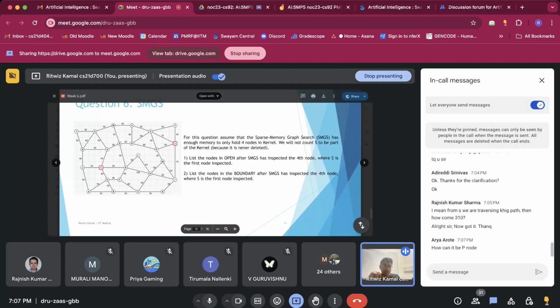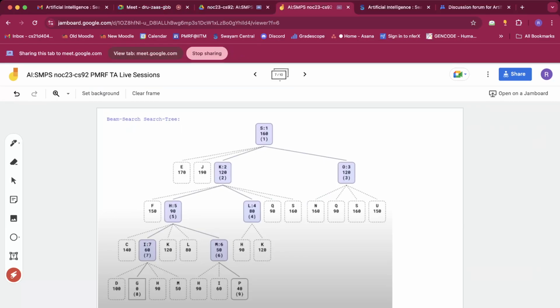Okay, so Arya asks how can it be P node? It is P node because remember at each level we are maintaining two best looking solutions, right? And at the final level, what are the two best looking solutions? G having cost 0 and P having cost 40. Although we don't need P over here, P is still a part of the beam because you have a beam width of 2. So apart from G, P is the one element that is contained in the beam.